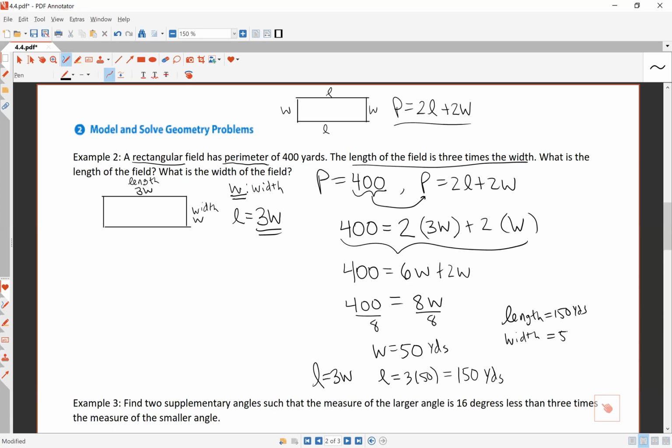And the width of the field is 50 yards. Simple check: the length is 3 times the width, that's obvious. And then the perimeter is 400, which is found by taking 2 times 150 plus 2 times 50, which is 300 plus 100, which is 400. We have a 150 by 50 rectangle.